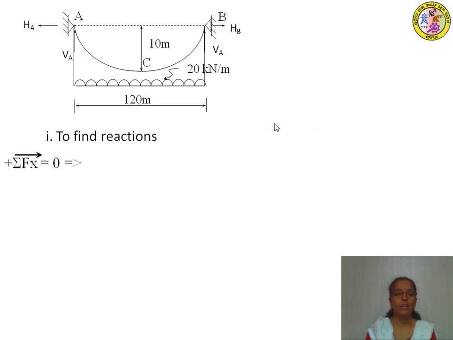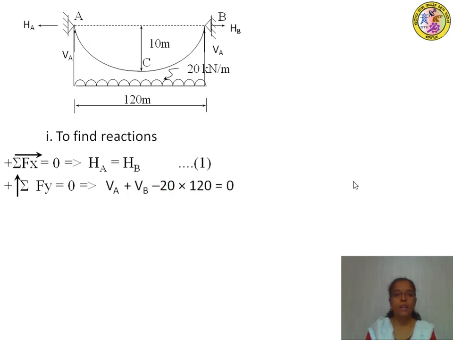Applying equations of equilibrium, sigma Fx equals 0, which implies HA equals HB. Next, let us apply the second equilibrium condition, sigma Fy equals 0. So VA plus VB minus intensity into span, 20 into 120 meter, is equal to 0. Therefore VA plus VB equals 2400 kilonewton. So let us take moment about A. Take moment of all the forces about A and equate it to 0.